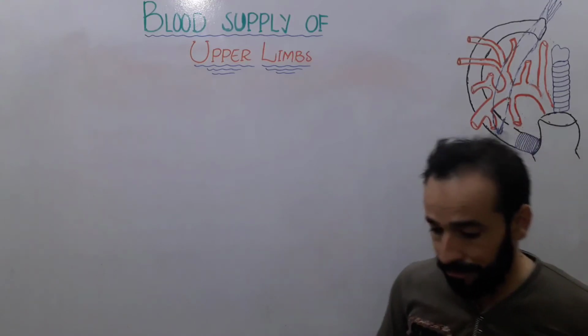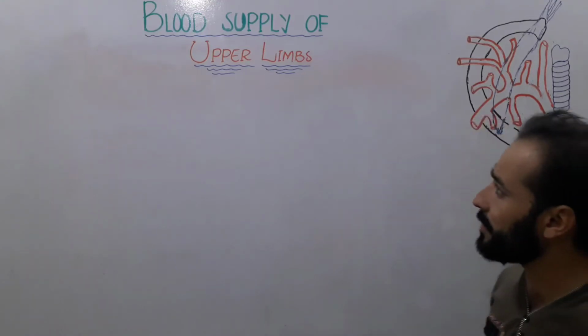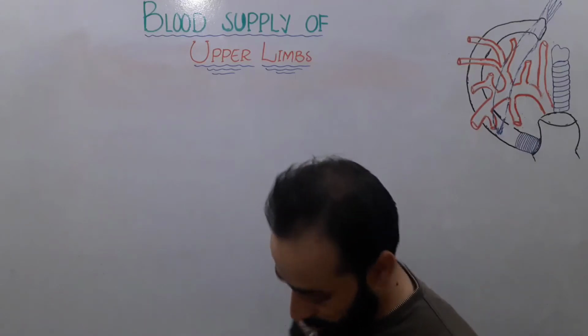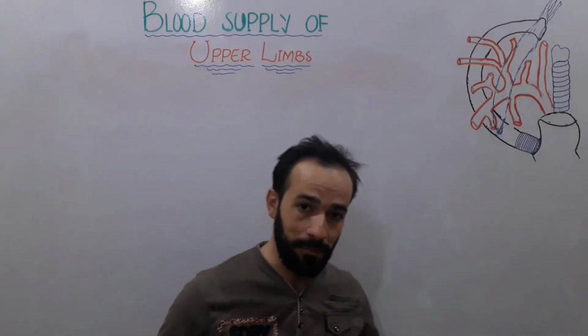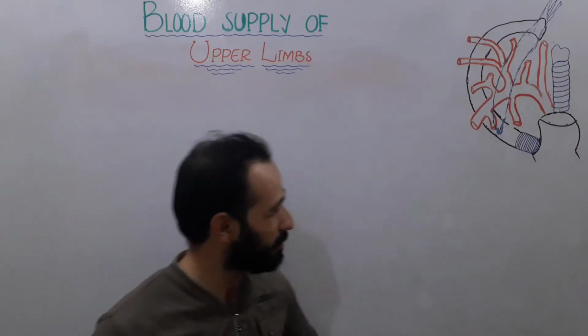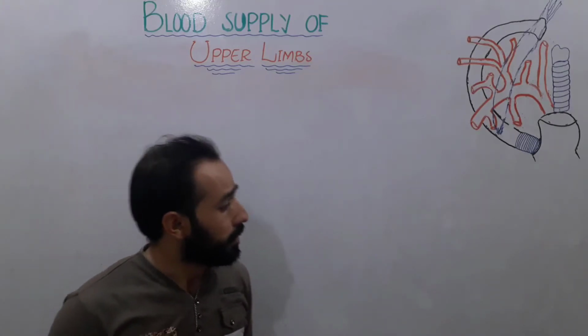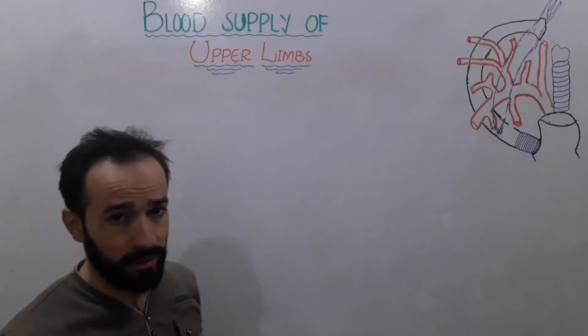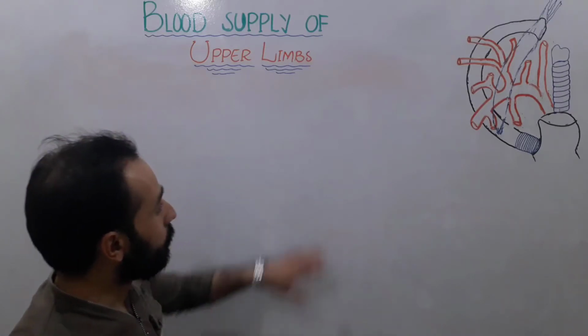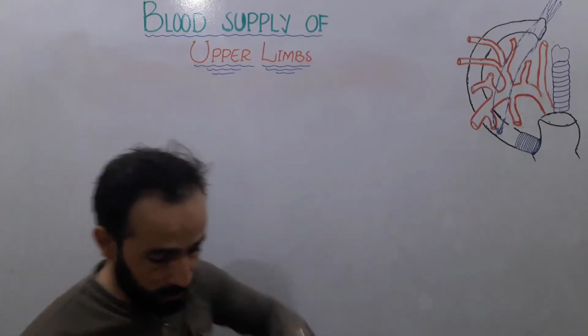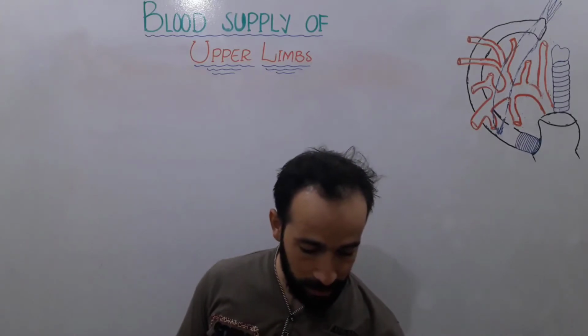Now in this lecture, I'm discussing the blood supply of the upper limbs, right? As you know, we have two limbs, so we are going to discuss the blood supply of one limb, which is the right limb. That will be the same for both upper limbs. So let's discuss the blood supply of the upper limb.